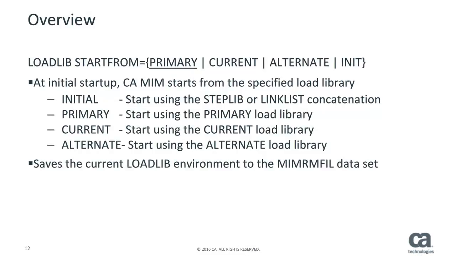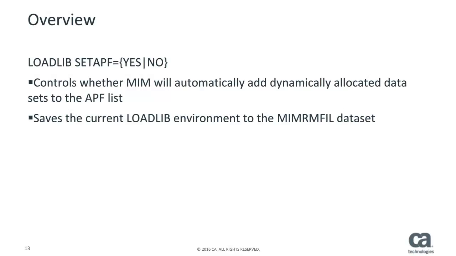The load-lib start from command specifies which of the saved load libraries should be used at initial startup. If the Restart Manager file is somehow corrupted or not present, CA MIM will always start from the initial. This command also automatically saves the current load-lib environment to the MIM RM FIL dataset. The load-lib set APF command controls whether MIM will automatically add dynamically allocated load-lib datasets to the APF list. It also saves the current load-lib environment to the MIM RM FIL dataset.